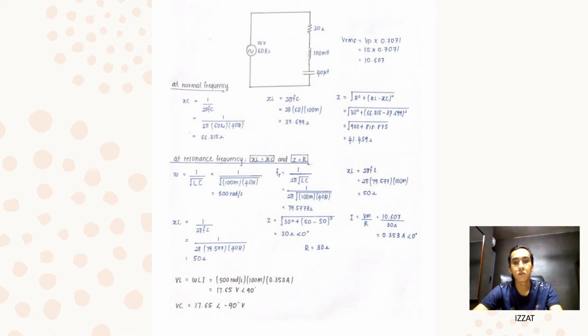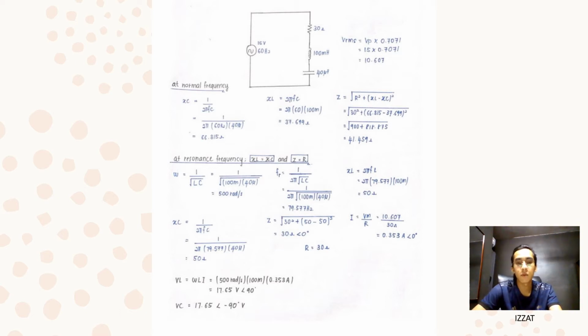So the first step, you must find the value of omega. Omega is equal to 1 over square root of LC, and you get the answer 500 rad per second. And then you find the value of resonant frequency. Fr is equal to 1 over 2 pi square root of LC, and you get the answer 79.577 Hz.